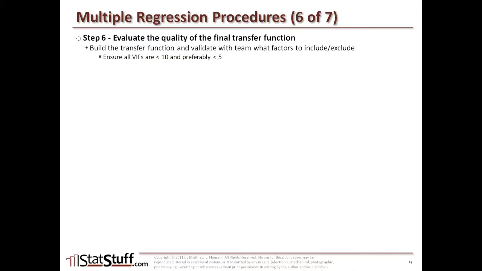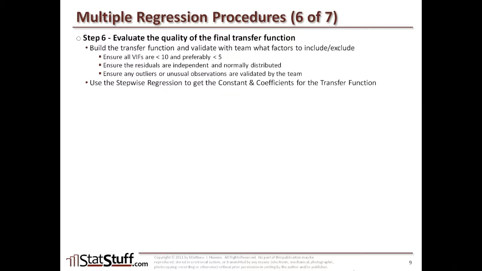Now when we do this, we want to ensure that all the VIFs that we're looking for are less than 10 and if possible less than 5. We also want to ensure that the residuals that we're looking at from the analysis are independent and normally distributed, like it should be for any correlation test that we run and we look at those residuals. As well, we want to ensure that any outliers or unusual observations that might have occurred within our data set are validated by the team, or at least can be explained by the team.